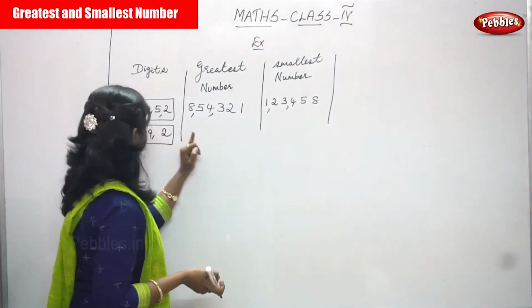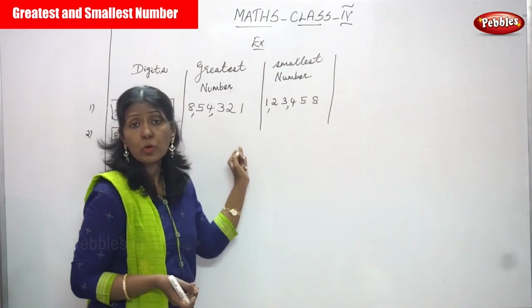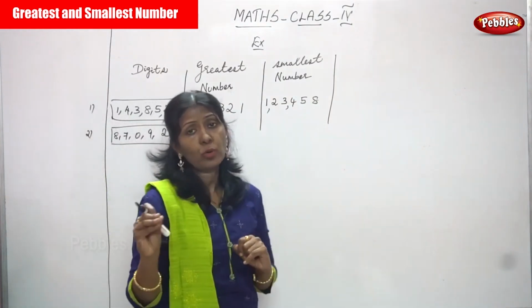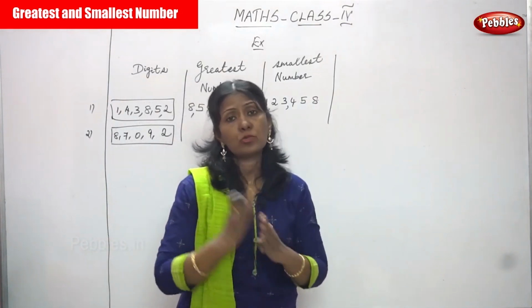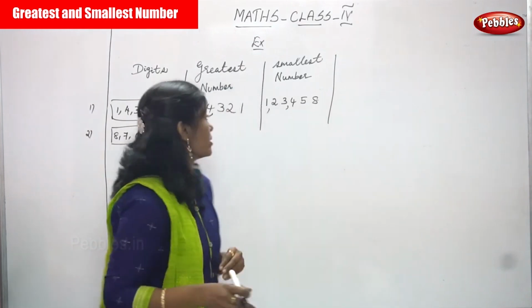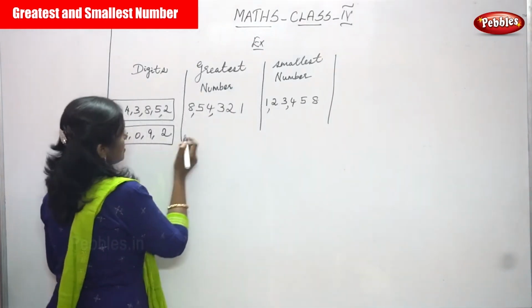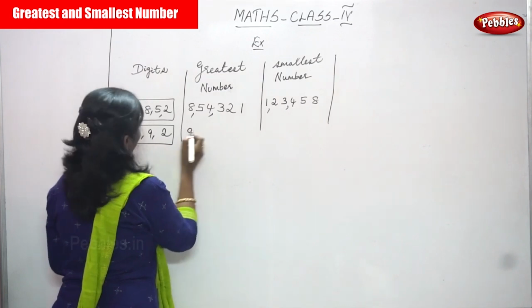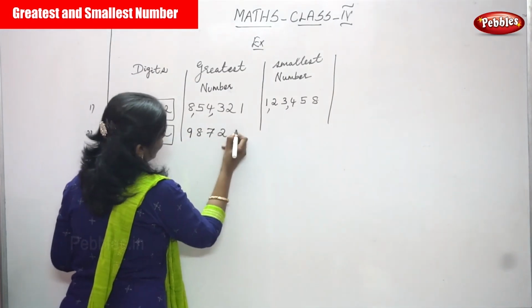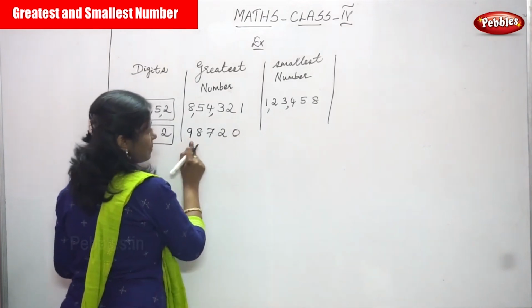So what is the greatest number? What is the answer you are going to give? We use only the descending order. What is descending order? I told you already. It is biggest to smallest number. Biggest to smallest number is called the descending order. So which one is the biggest? 9. Next one is 8. Next is 7. The next is 2, and the last is 0. This is the very biggest number, this is the smallest number.